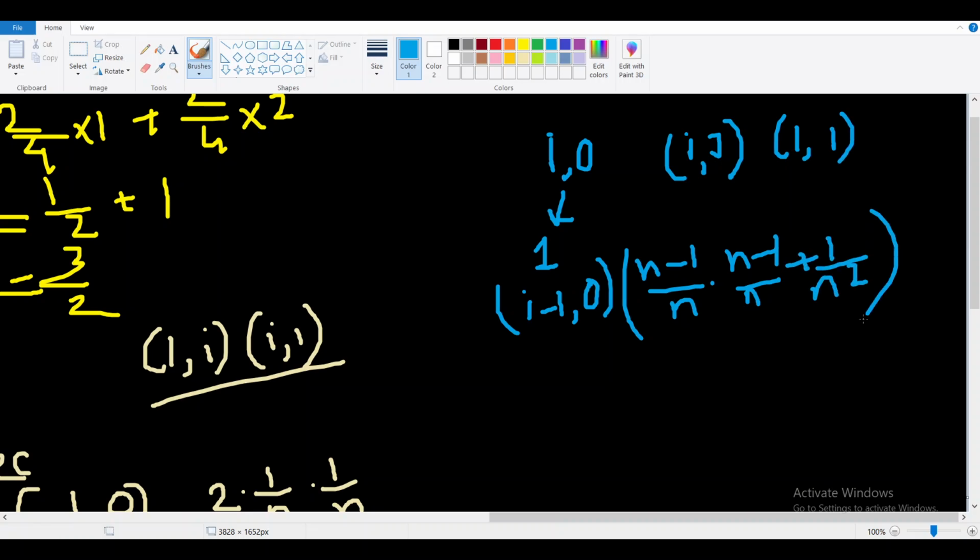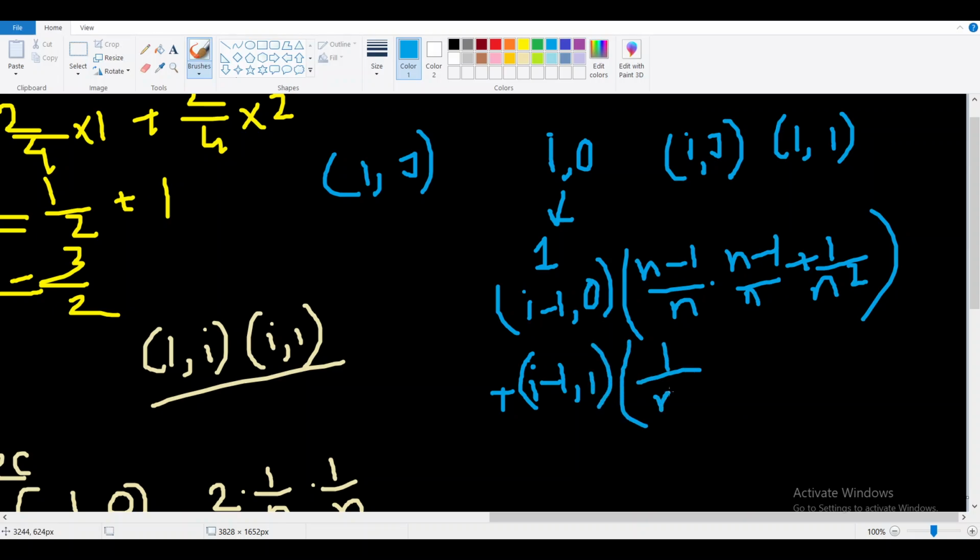Okay, so this is dp[i-1][0] plus 1/n², and the other probability is that we have chosen anything else and 1. So let's say (1, j), we have chosen (1, j). So the probability is dp[i-1][1], and we have chosen 1/n and (n-1)/n, and so (1, j) or (j, 1), so we have to multiply it by 2.